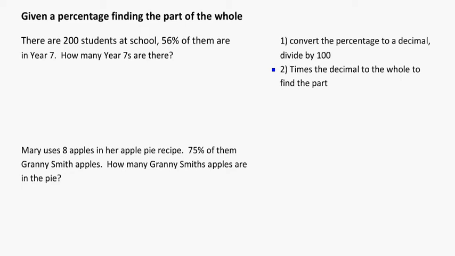In these problems, we've been given a percentage, and we want to find out what part of the whole is equal to that percentage. So the first thing we have to do is always convert the percentage to a decimal, and we can do that by dividing by 100.